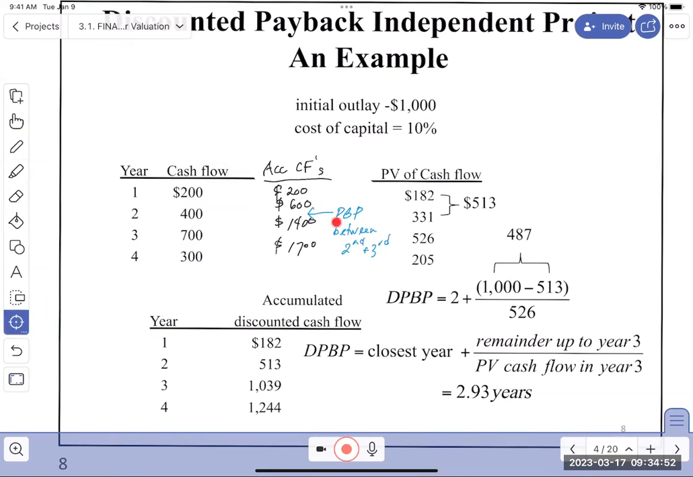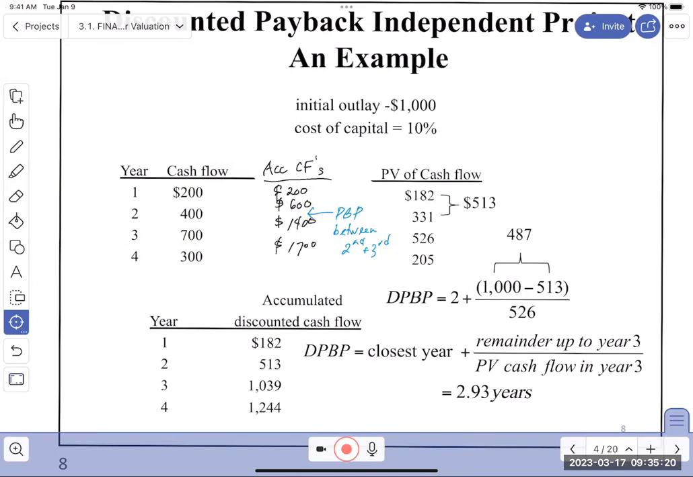So that's how you would calculate it. You'd say between second and third, and I'm going to show you how to be more precise. We're going to talk about some more calculation we can do to be more precise about exactly where between the second and the third year.